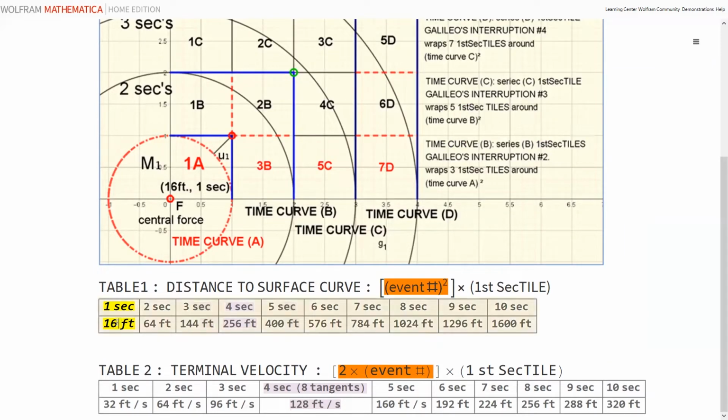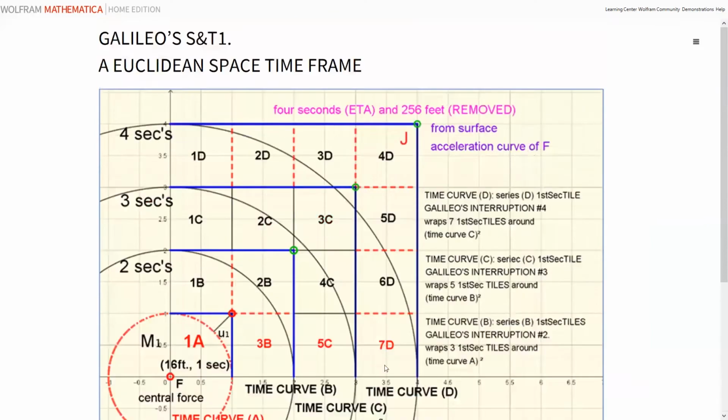Tag vertex J of the Euclidean time frame with data: 4 seconds, 256 feet removed from the surface acceleration curve of F. That's distance and time from surface acceleration.